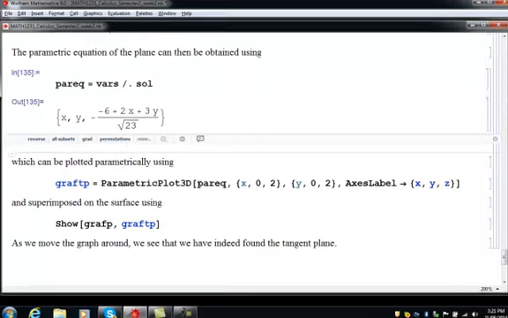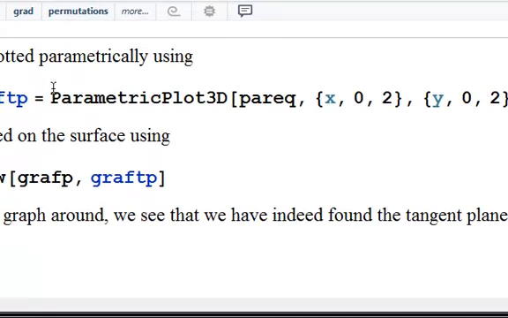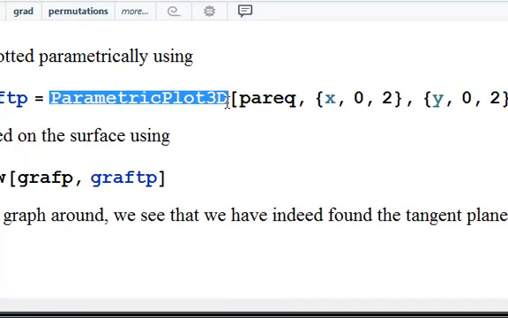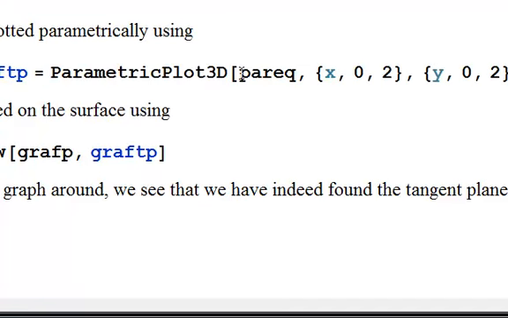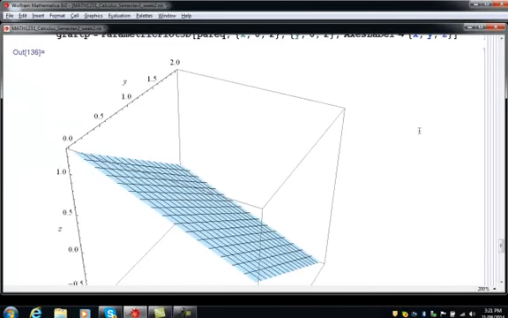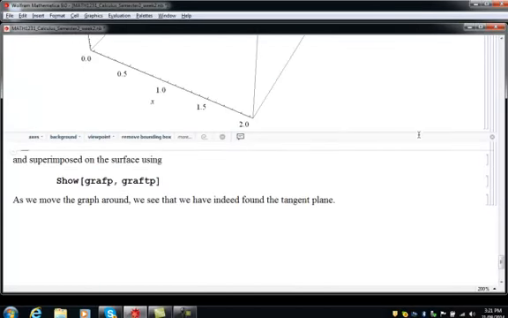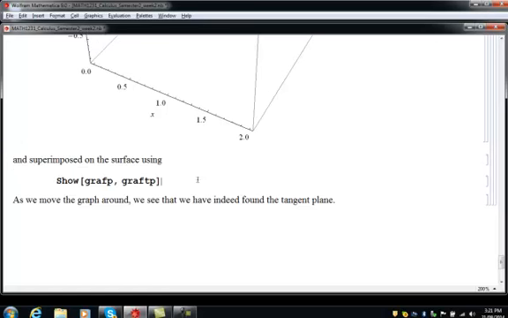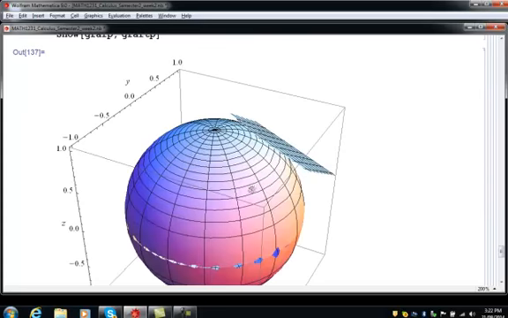And now we can plot the equation of the plane by using again this function ParametricPlot3D. We take the parametric equation of the plane and we plot it for x going from 0 to 2 and so on. And so we do that, and that's what it looks like. And now we can superimpose that on the graph of the surface, and we get something that looks like that.